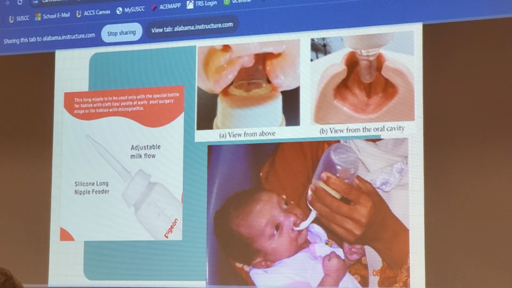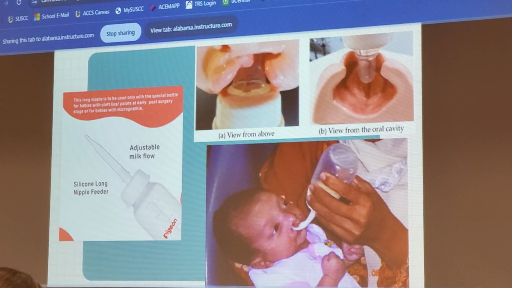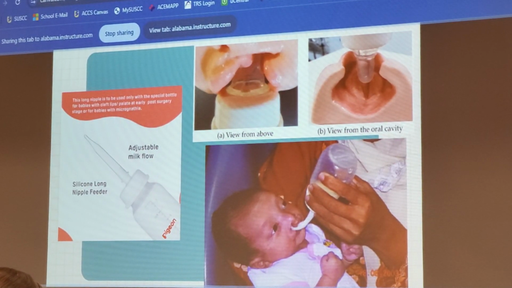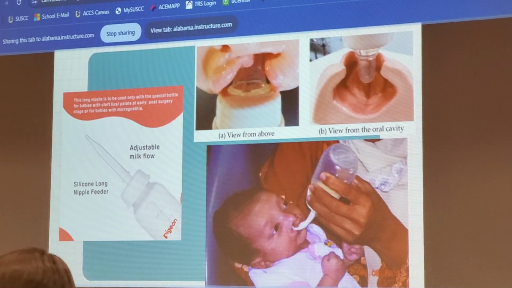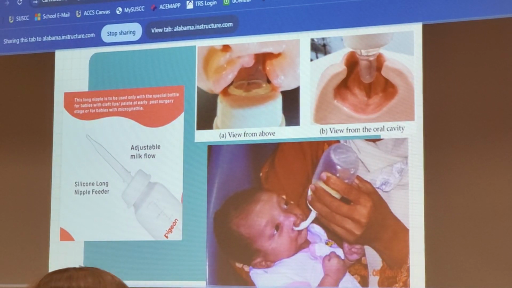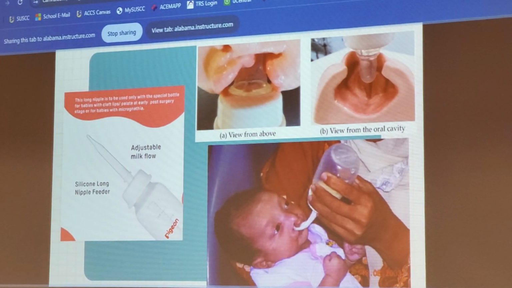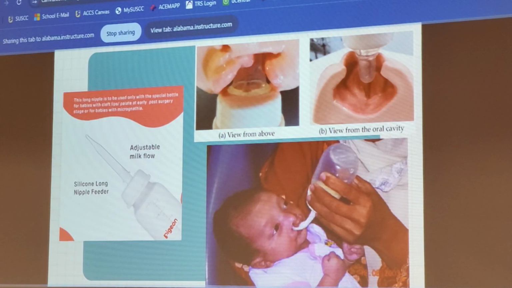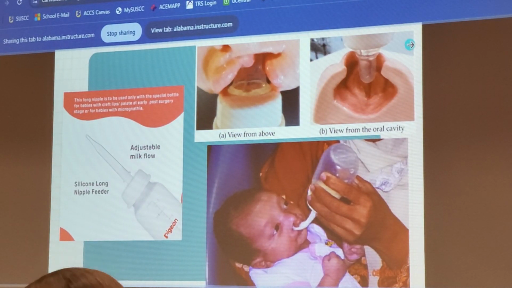Anybody think of anything else? We can also do small frequent feedings as well, not just one big bottle in the afternoon and one big bottle in the evening, which is normally, you're going to feed a kid every couple hours anyway.